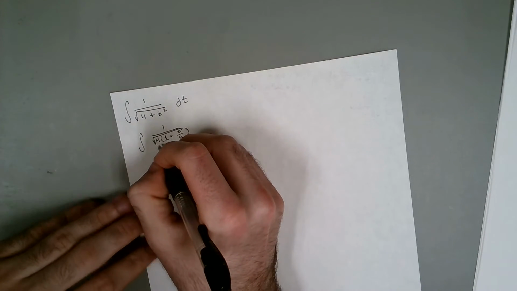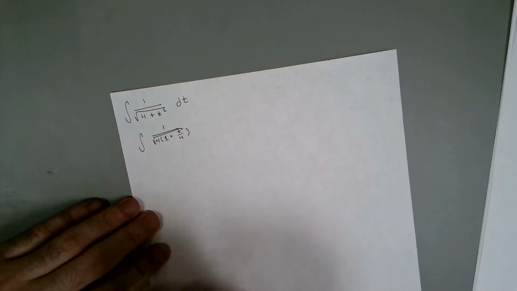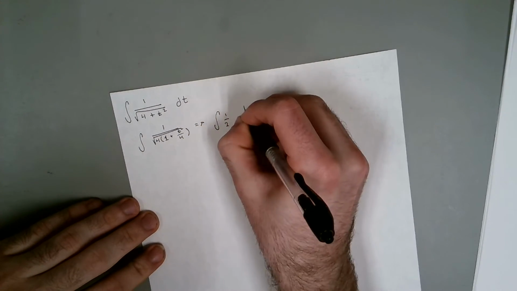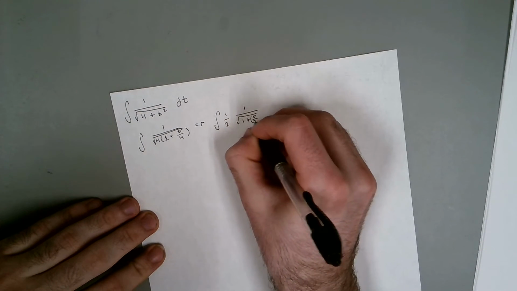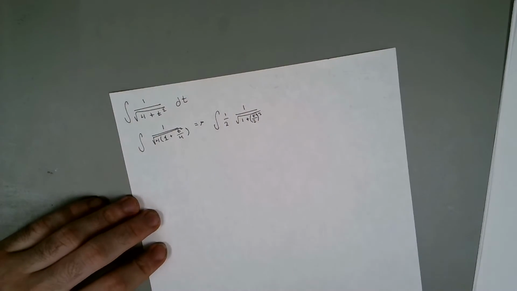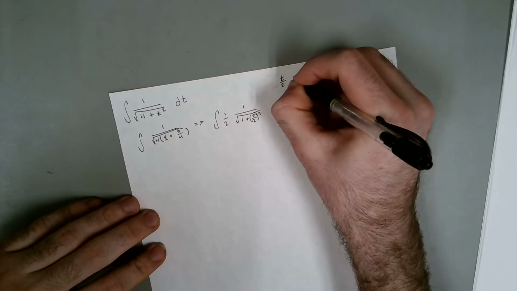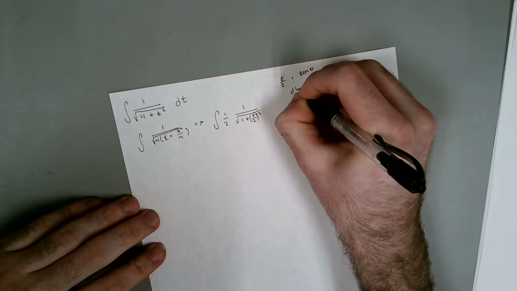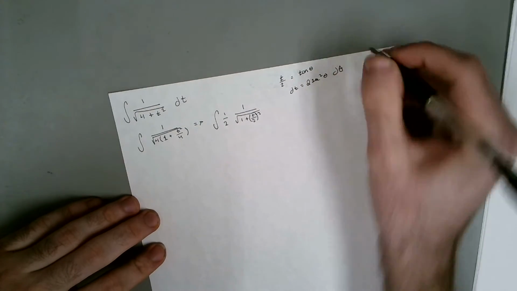Right, and then this is going to become a square root of 4 times a square root of the polynomial there. So that's going to come out to be 1 over 2, 1 over the square root of 1 plus t squared over 2 squared, just to make it look simpler. Right, and so now we know that our substitution should be that t over 2 is equal to tangent of theta, which means that dt is equal to 2 secant squared theta d theta.